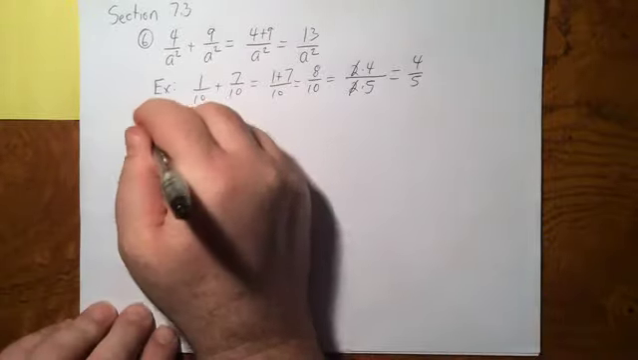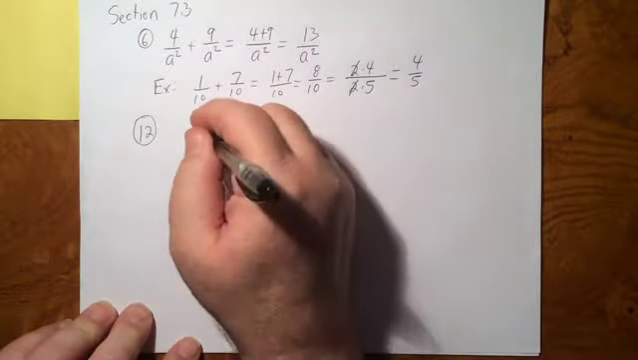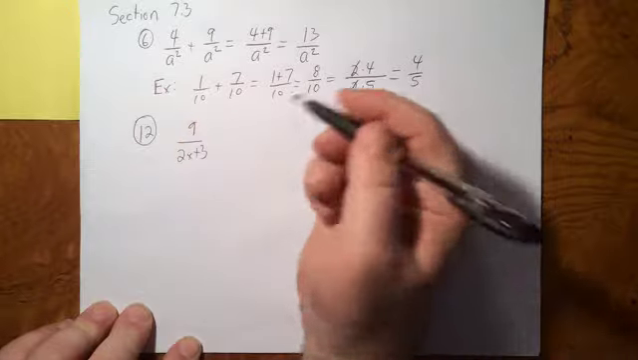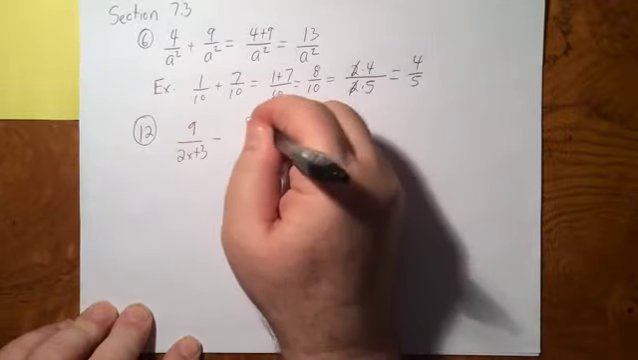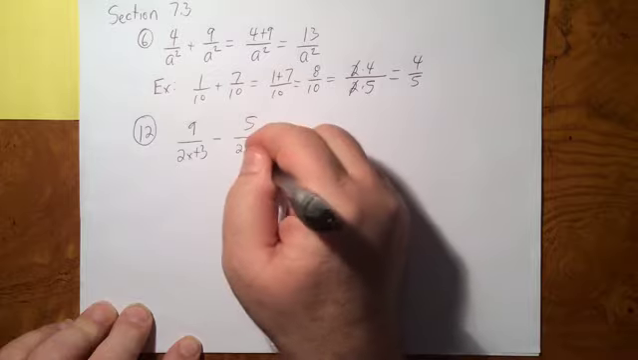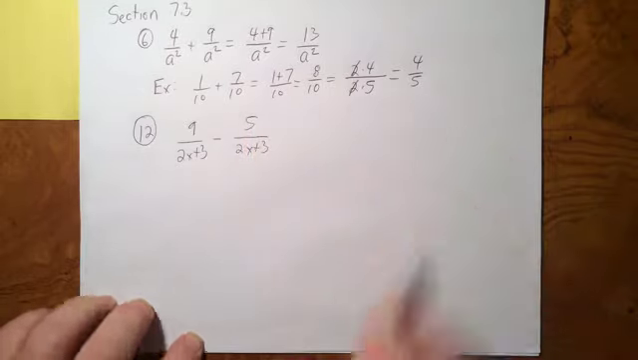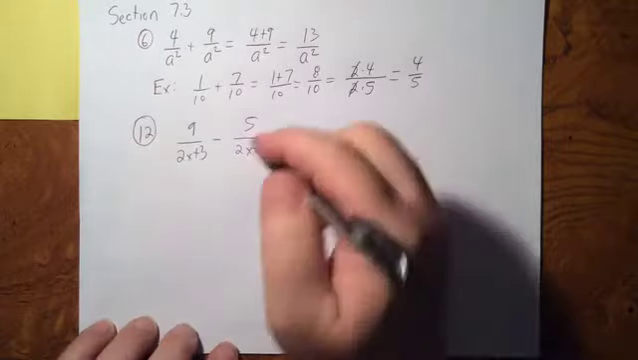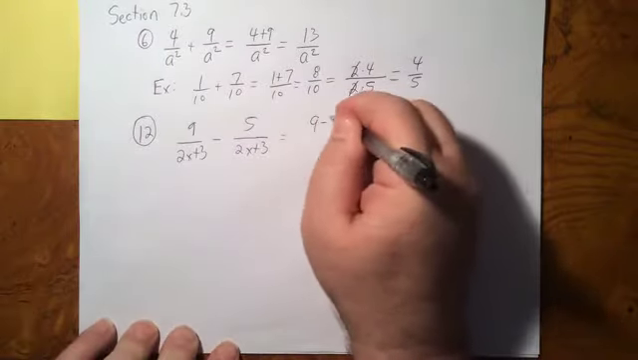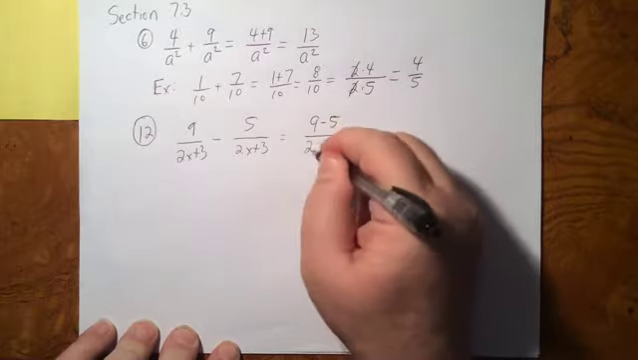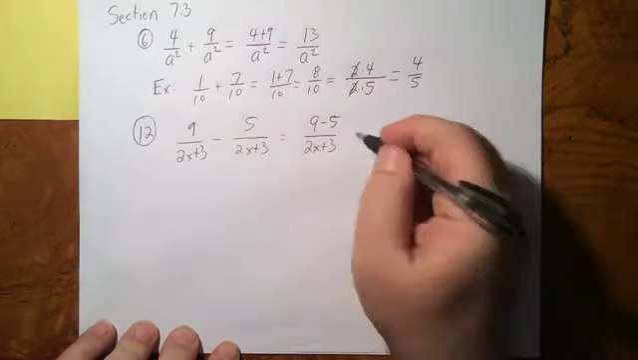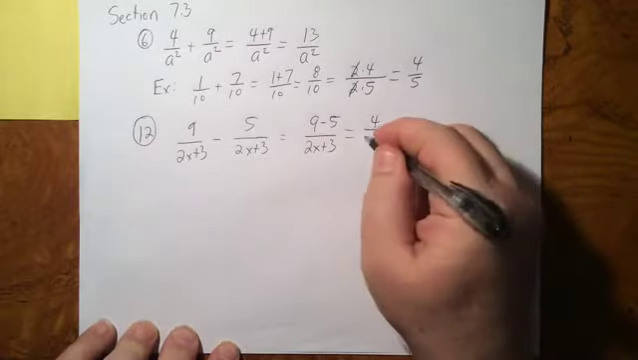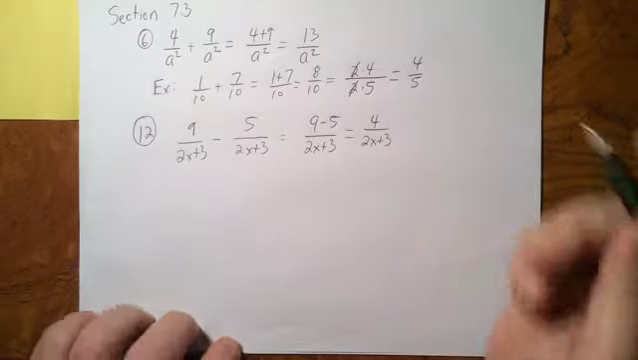We'll take a look at number 12. So this is going to be 9 over 2x plus 3 minus 5 over 2x plus 3. Since I have a common denominator, I'm going to go ahead and write this as 9 minus 5 over 2x plus 3. And then finally 9 minus 5 will be 4 over 2x plus 3.